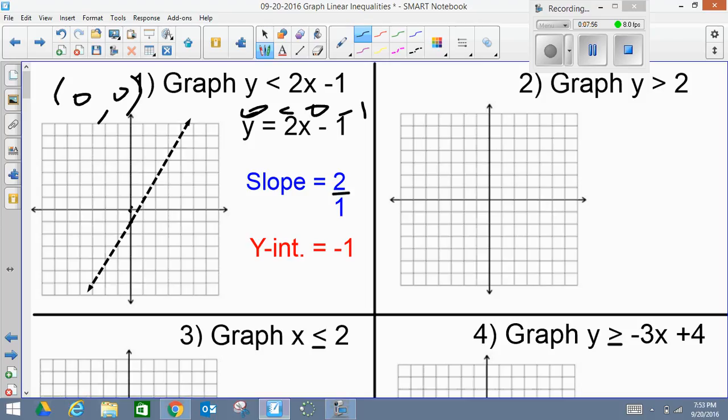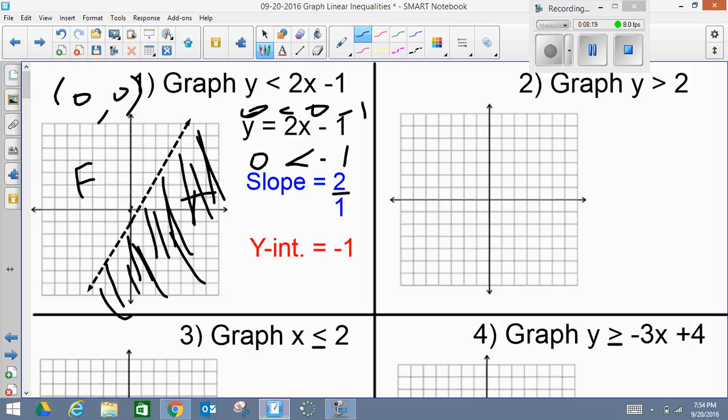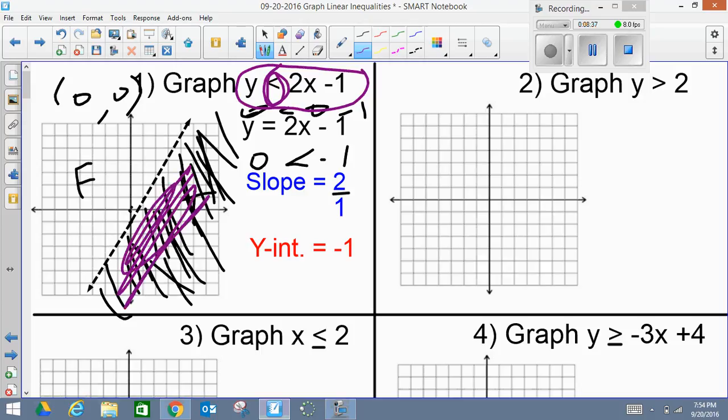Now when I plug it into my inequality, I have 0 is less than -1. Is that right? No, that's false, right? Because 0 is greater than -1. So this side is false. Then the other side has to be true. Therefore, my shade should be underneath my graph, starting from the line all the way underneath. This half plane is the shade, and that's the solution of an inequality. Again, like I said before, if you have y less than 2x minus 1, because you have y is less than, then it's going to be underneath your line.